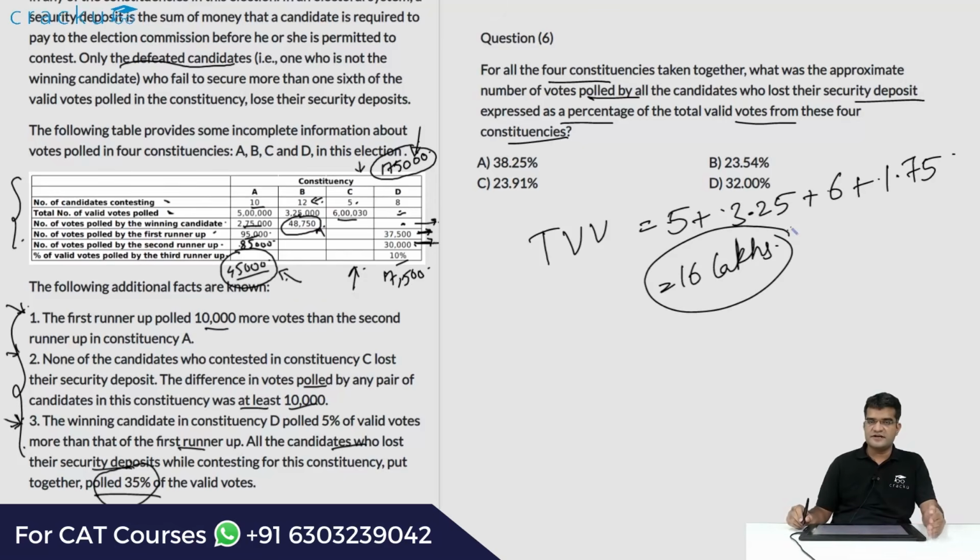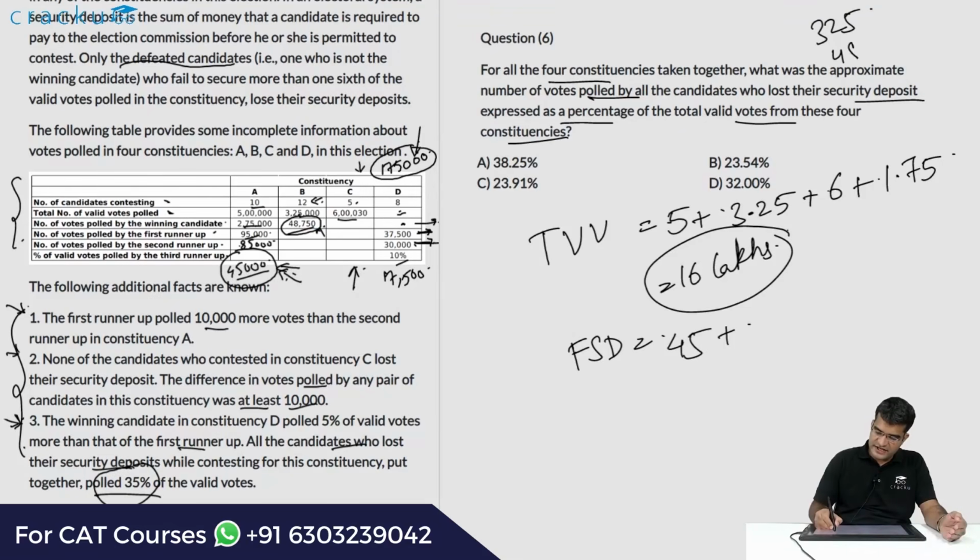And what is the number of votes that were received by the candidates who forfeited their security deposit? In constituency A, it is 45,000. In constituency B, everybody other than the winner has forfeited their security deposit. So that will equal 325 minus 48.75. This will be approximately 276.25. In constituency C, nobody forfeited their security deposit. So that will be plus 0.